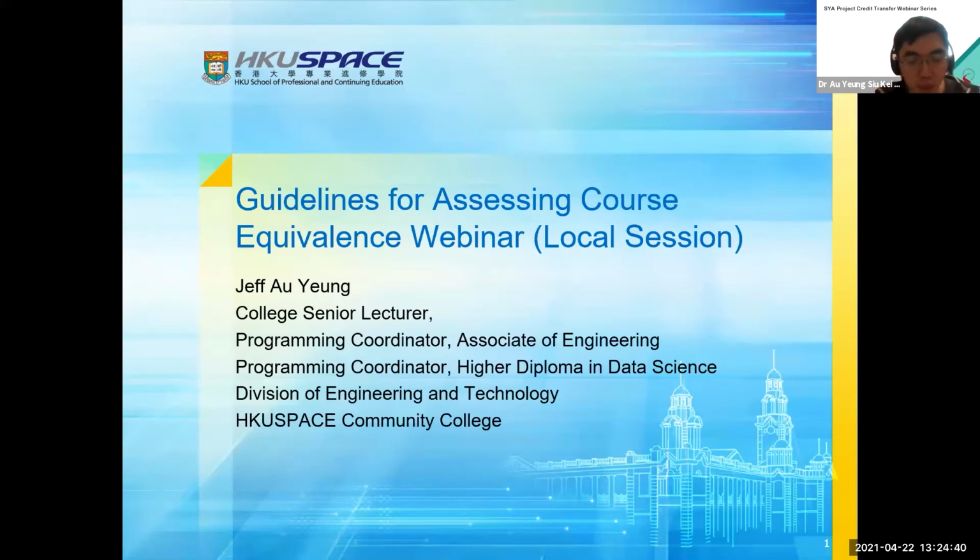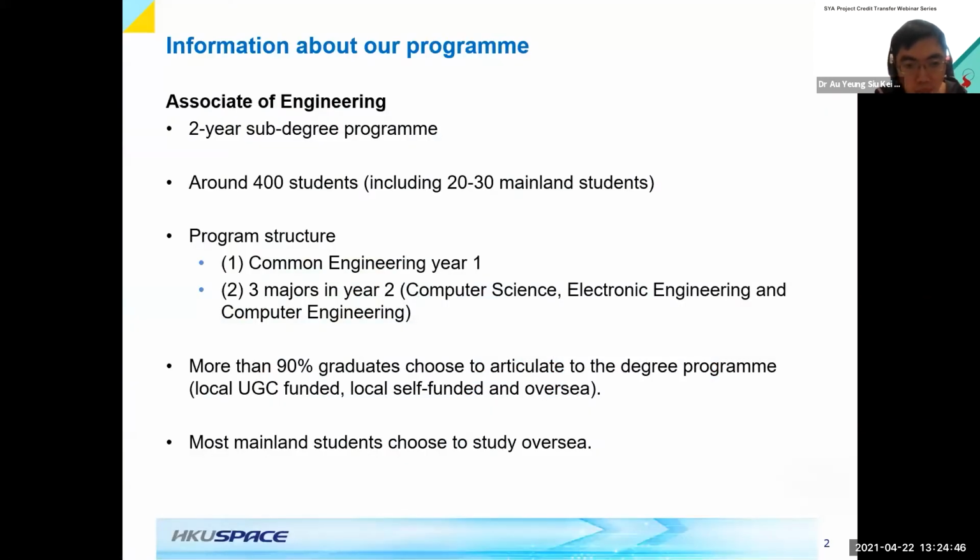I'm Jeff from Hong Kong U-Space Community College, Associate of Engineering Program. Our program has about 400 students in year 1 and year 2 both, including 20 to 30 mainland students. Generally, 90% of the students will choose to articulate to degree programs.